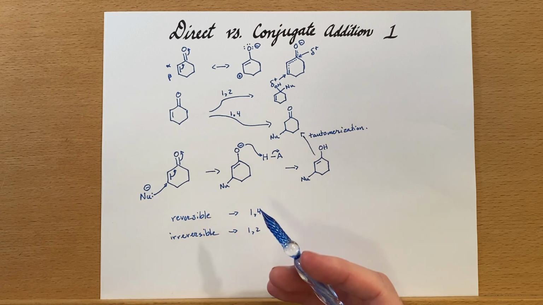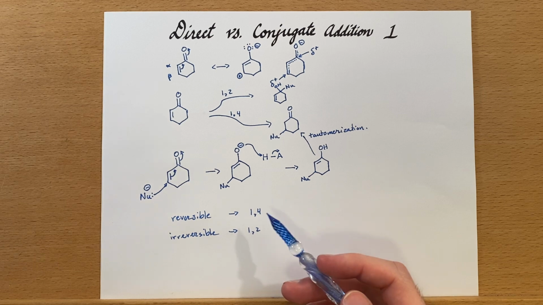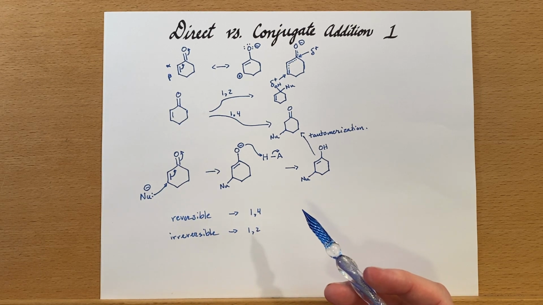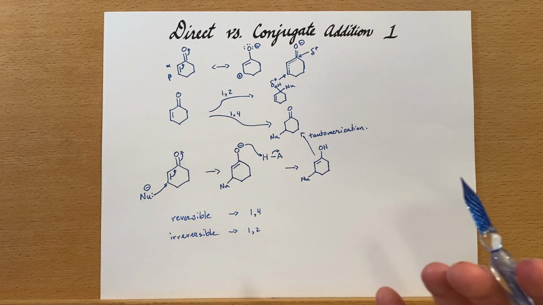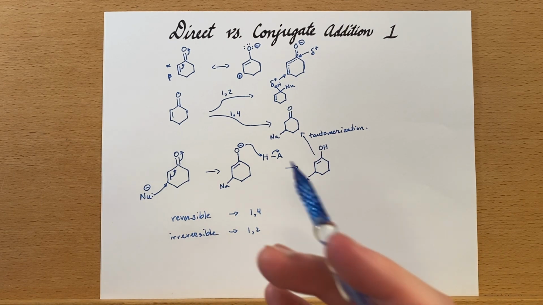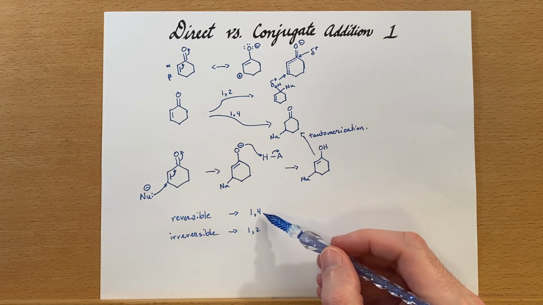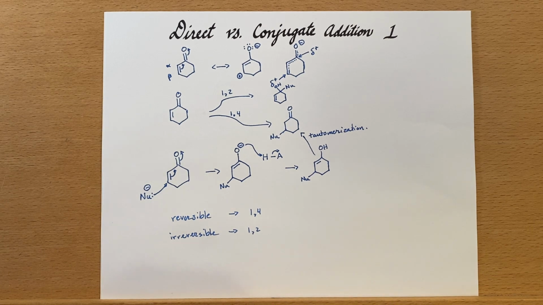Now, just because it's more likely doesn't mean I will get only 1,4 or only 1,2. I'll probably get a mixture. You'll have to do the experiment to find out which one is going to be more, which one will be less, or what the actual yields are, I should say. You should be able to figure out which one is going to be the more likely scenario based on how strong the nucleophile is. So we'll talk about that in the next video, part 2.